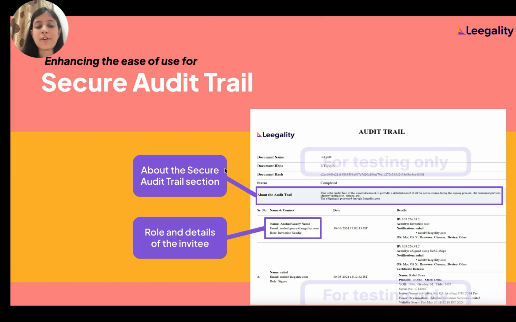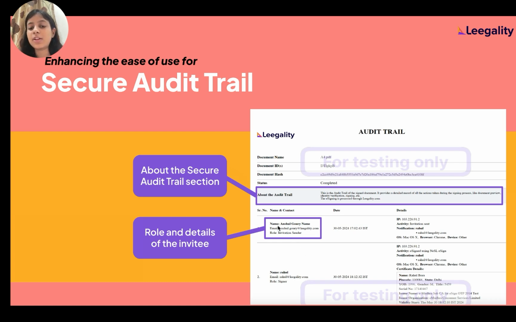The next update is about a few changes we have made to the Secure Audit Trail to make it more user friendly for your end customers. The first change is that we have added an about section in the audit trail. It contains a 2 to 3 line description of what the audit trail contains, so your end customers don't get confused when they receive it. The second change is we have added the role of each invitee in the document.